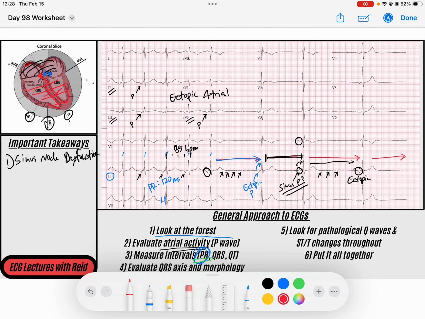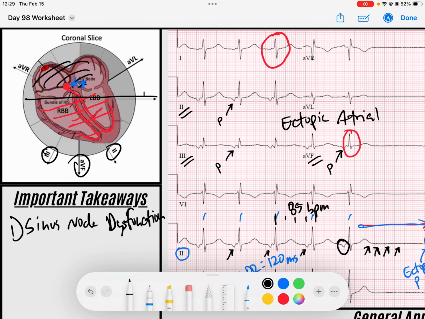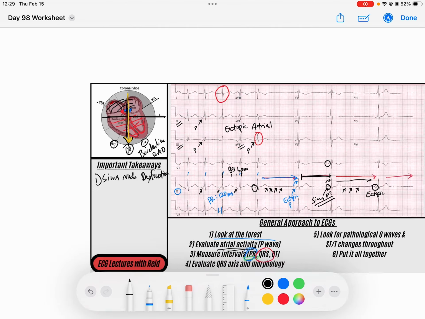Let's evaluate our QRS complex. Our QRS we said was narrow. And if we look at it, it's isoelectric in lead 1, so that means it's perpendicular to lead 1. It's positive in AVF. So if I draw a perpendicular line here in lead 1, perpendicular to that would be up and down. And because it's positive in AVF, it tells me that my axis is going down straight towards AVF. So it's almost right axis. It's borderline right axis deviation, but not quite.